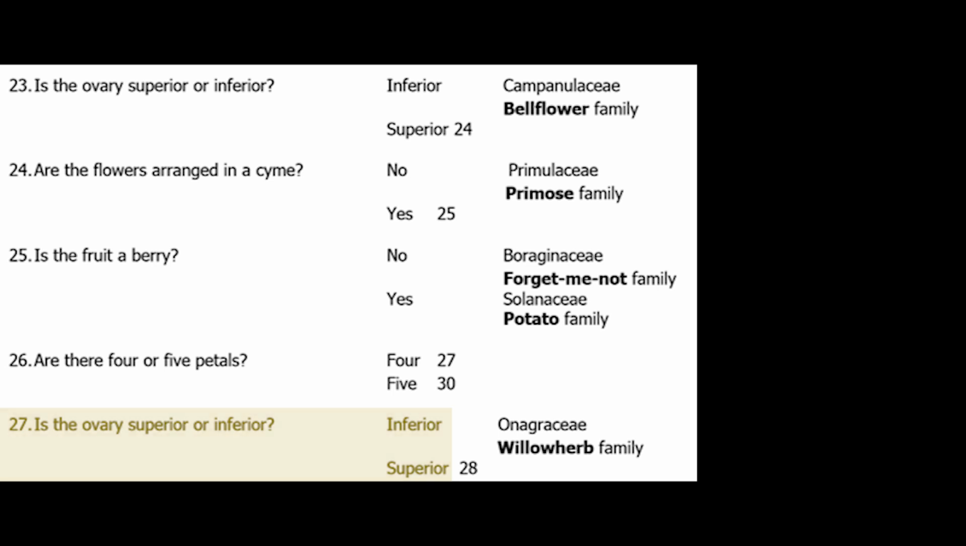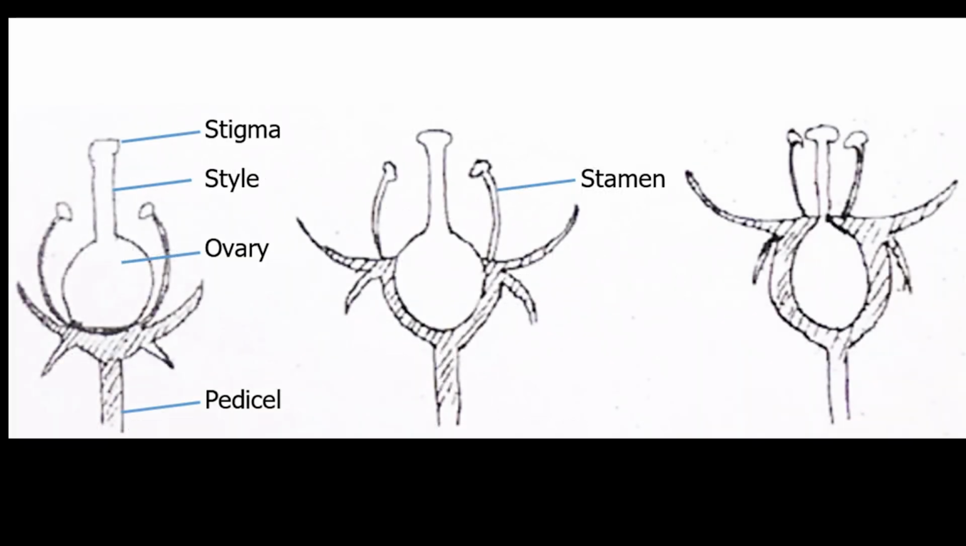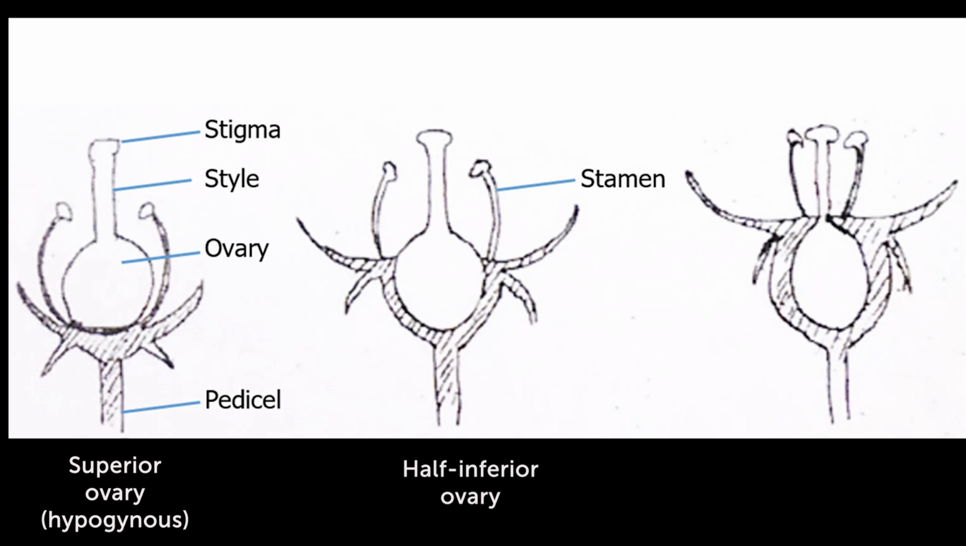I have a sketch to explain what these terms mean. On the left you have a superior ovary. When a flower has a superior ovary, the petals, the sepals and the stamens are inserted below the ovary. A superior ovary is sometimes termed hypogynous. The sketch in the middle shows a half inferior ovary, where the sepals, the petals and the stamens are inserted halfway up the ovary. In contrast, the sketch on the right shows an inferior ovary, where the sepals, the petals and the stamens are inserted above the ovary.